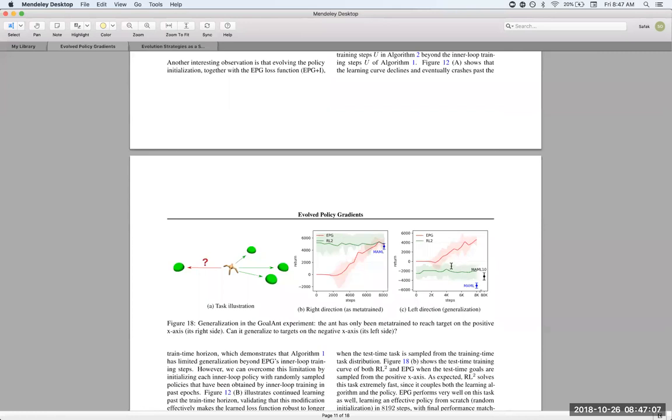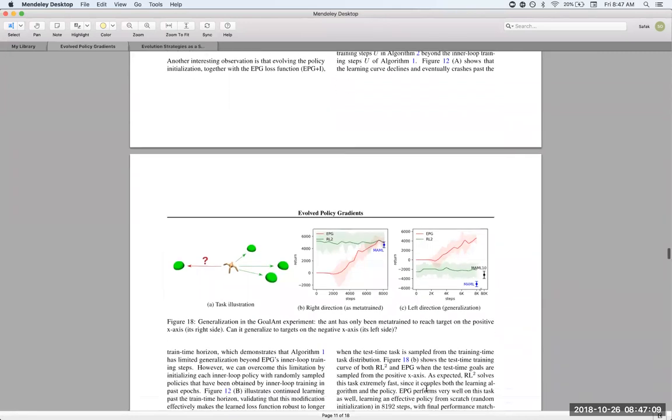Okay, so these figures, this one is meta-trained in the right direction. So let's see. This figure shows EPG performs just as well as an RL squared algorithm in testing a new task that is similar to the kind of task, the family of tasks that the ant was trained on.